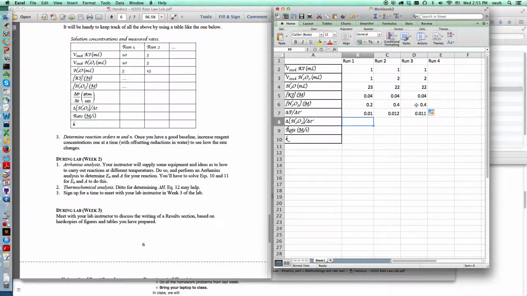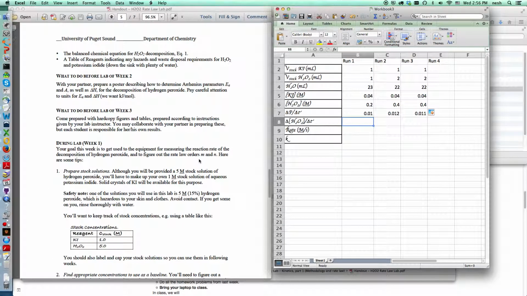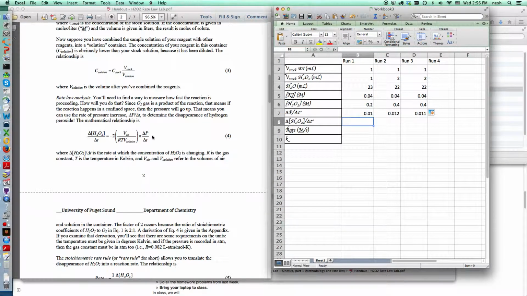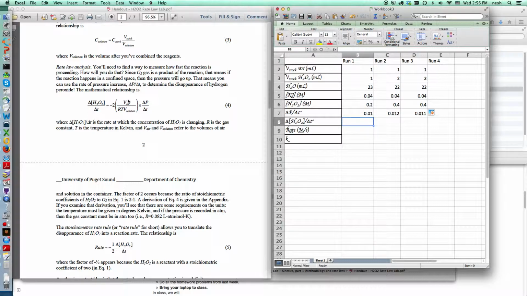Okay, now what are we going to do about calculating the change in H2O2 with respect to time? Well, we need a separate equation for that, which I'm going to go up here. This is the equation we want right here. So I need to enter this formula here, and your numbers will differ a little bit because you'll have a different temperature and so forth, but I'm just going to show you how to do it.